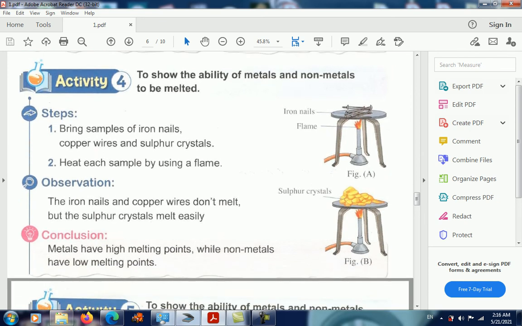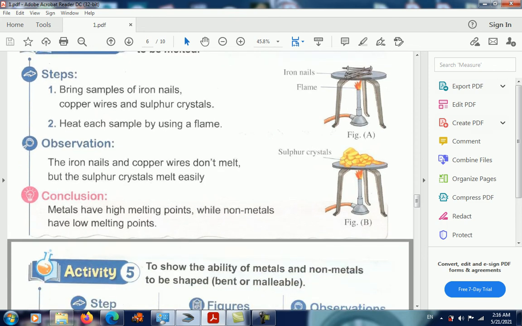Now to activity 4. To show the ability of metals and non-metals to be melted. So the steps. Number 1, bring samples of iron nails, copper wires and sulfur crystals. Number 2, heat each sample by using a flame. Then what happens? Observation: the iron nails and copper wires don't melt, but the sulfur crystals melt easily.